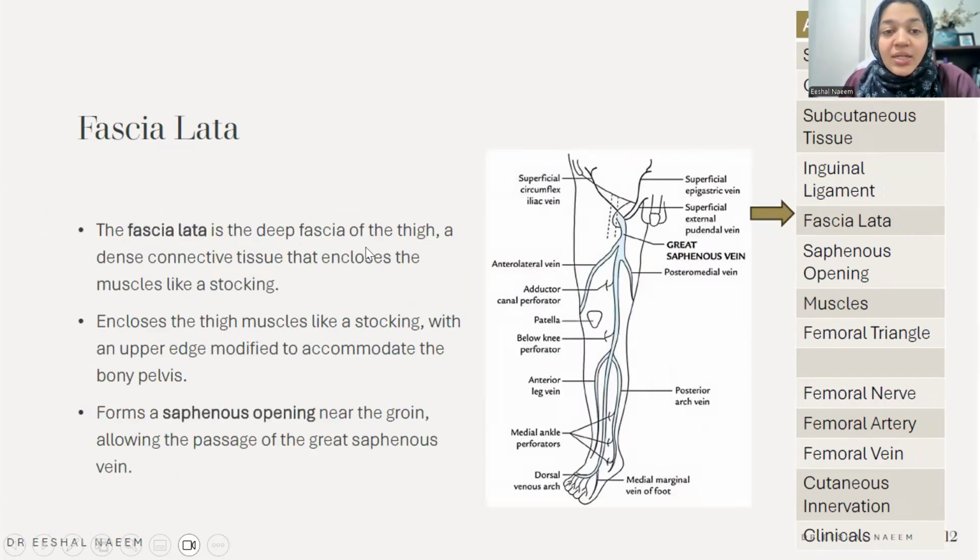fibula. But the fascia lata is a deep fascia of the thigh, and it's really important because it's dense connective tissue that encloses the muscle like a stocking. It encloses the thigh muscles like a stocking with an upper edge modified to accommodate the bony pelvis. It forms the saphenous opening near the groin, allowing the passage of the great saphenous vein. Can you see here that these fibers of the fascia lata allow for the saphenous opening? Now, the great saphenous vein has to come out of this fascia into the thigh, and that opening is allowed by the anterior fascia, the fascia lata.